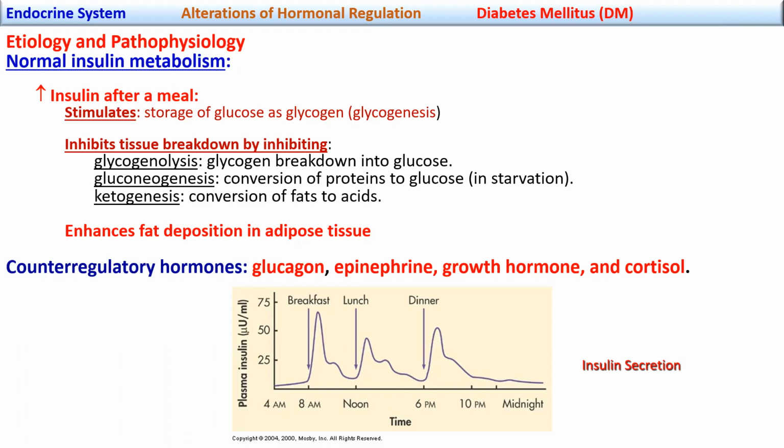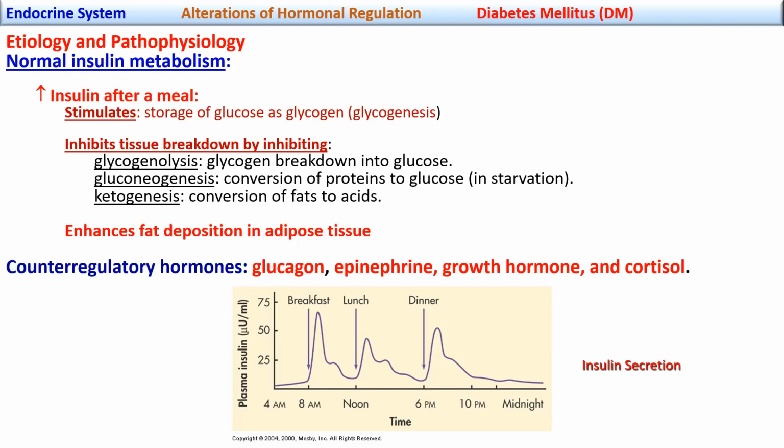So insulin would prevent all of these things. It prevents glycogenolysis, so we have more storage of glucose as glycogen in the liver. It prevents gluconeogenesis, the conversion of protein into glucose, and ketogenesis, the conversion of fat into acid. So all of these are functions of insulin. Insulin has multiple functions, and it will also enhance fat deposition in adipose tissue.